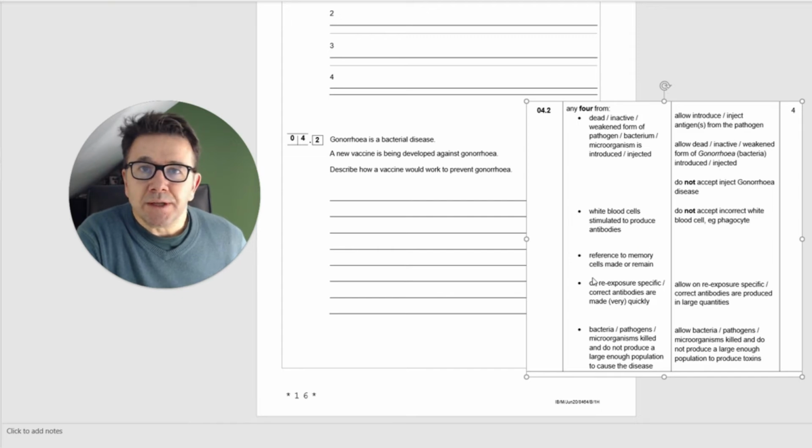You could mention that they remain in your body as memory cells, and then when you are exposed to the disease, so gonorrhea, okay, correct antibodies are made very quickly. Okay, and then the bacteria or the pathogens are killed and do not produce large enough populations to cause the disease. So any 4 of those.